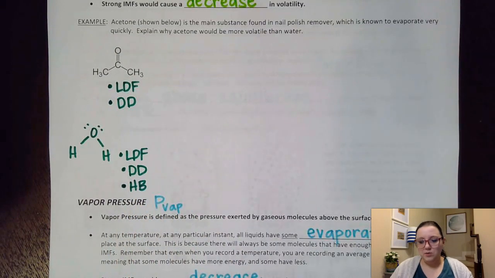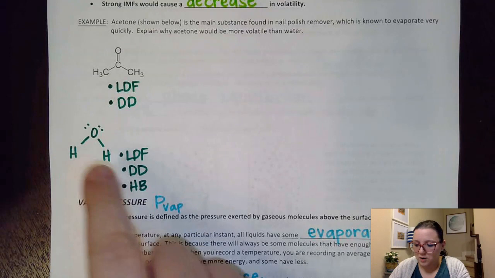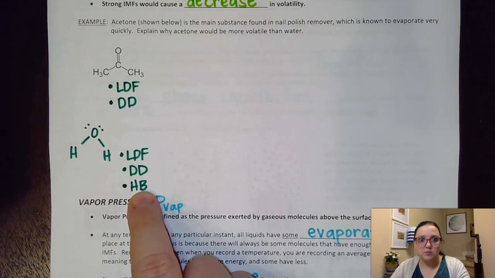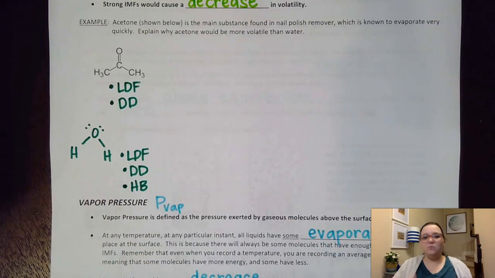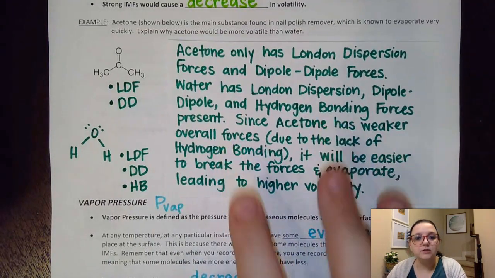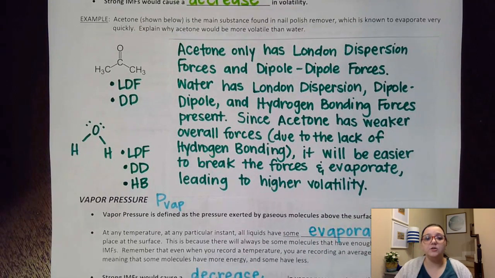So looking here, I'm like, well, golly, this water has an extra type of intermolecular force that this other compound doesn't have. And so when I'm going to write my FRQ answer, I might write something like this. First off, acetone only has London dispersion forces and dipole-dipole forces. Water, on the other hand, has London dispersion, dipole-dipole, and hydrogen bonding forces. Notice that I've listed all the types that are present in both of those substances.